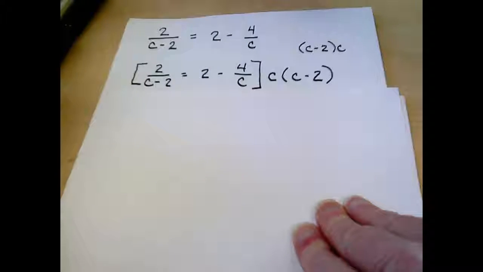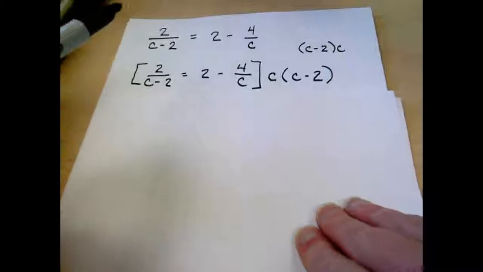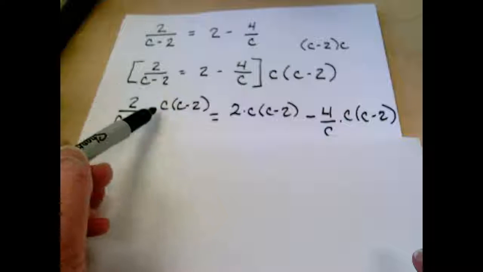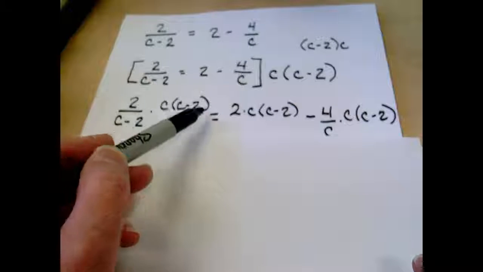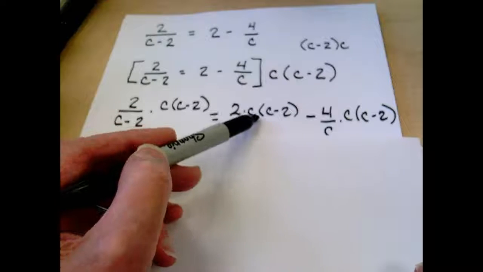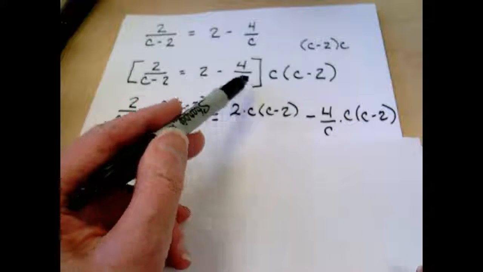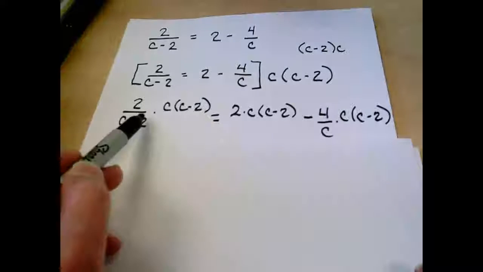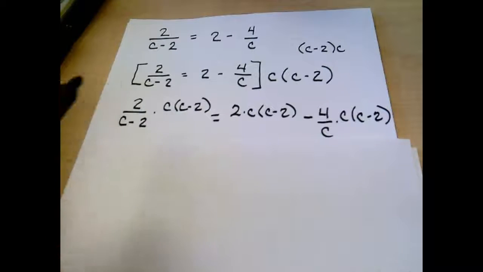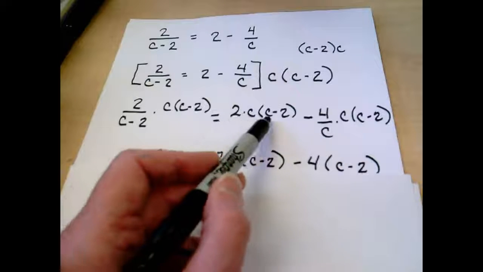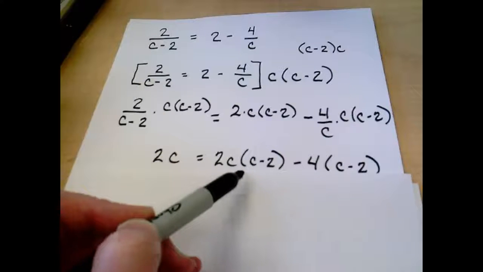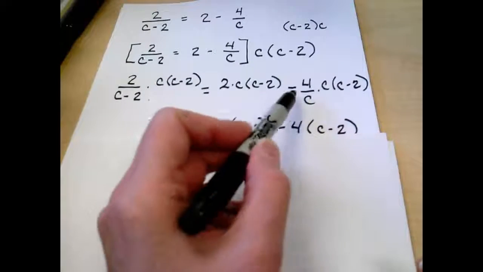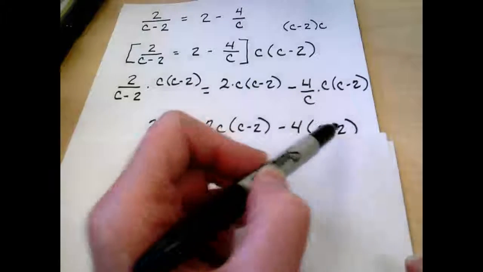So when I do this, I put it to the right just to make it easier. I take my 2 over c minus 2 times c minus 2 equals the 2 times the c times c minus 2 minus the 4 over c times c minus 2. The c minus 2's cancel here and leave me just with 2c. This term stays, nothing canceled because there is nothing in the denominator.